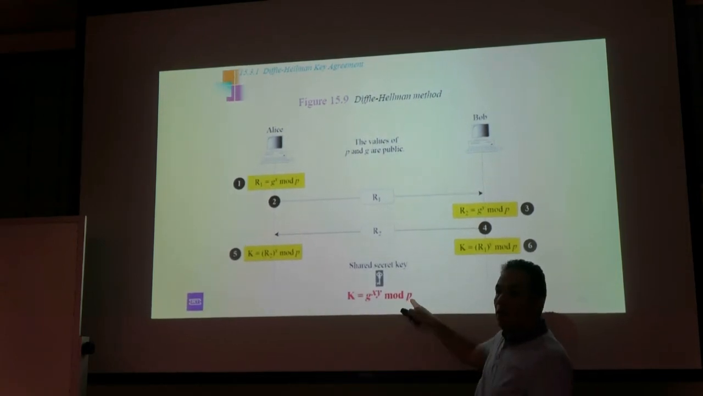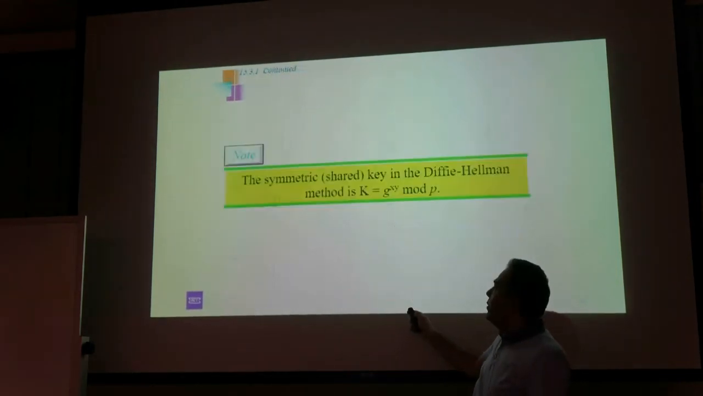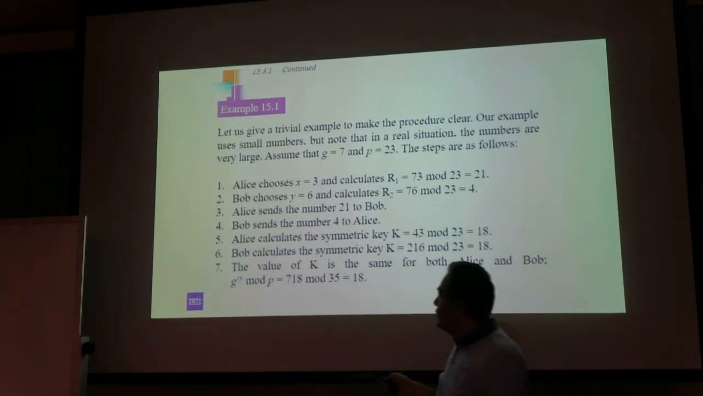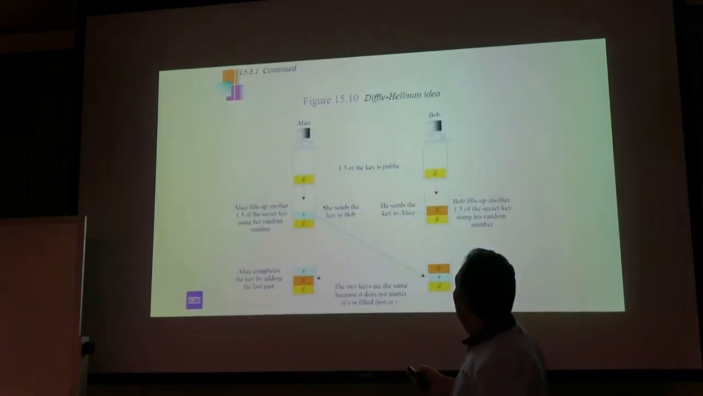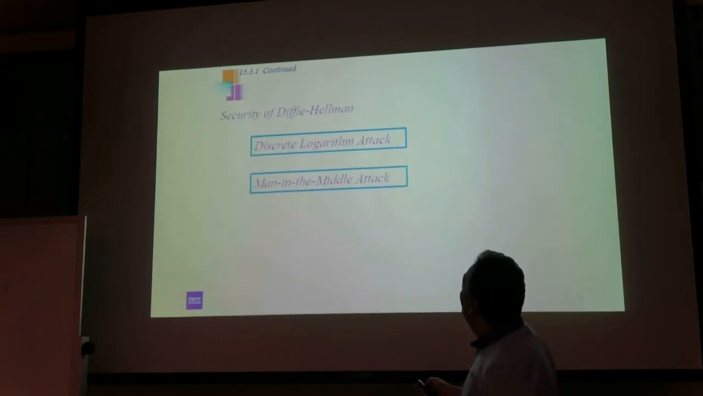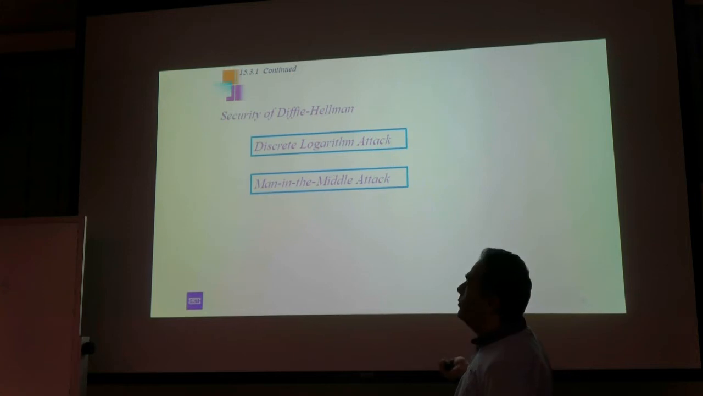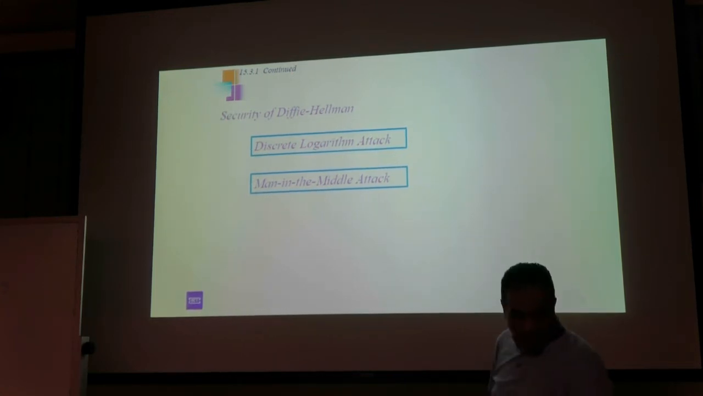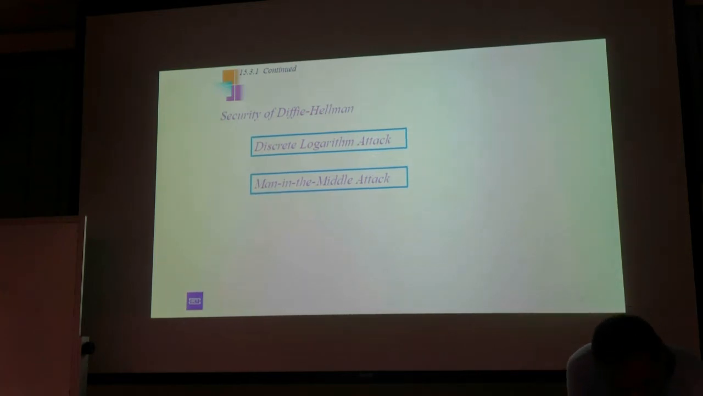What's P? A big prime number is chosen, and then they will communicate. Of course, to break Diffie-Hellman, you need to have the discrete logarithmic attack and a man-in-the-middle attack. Okay.